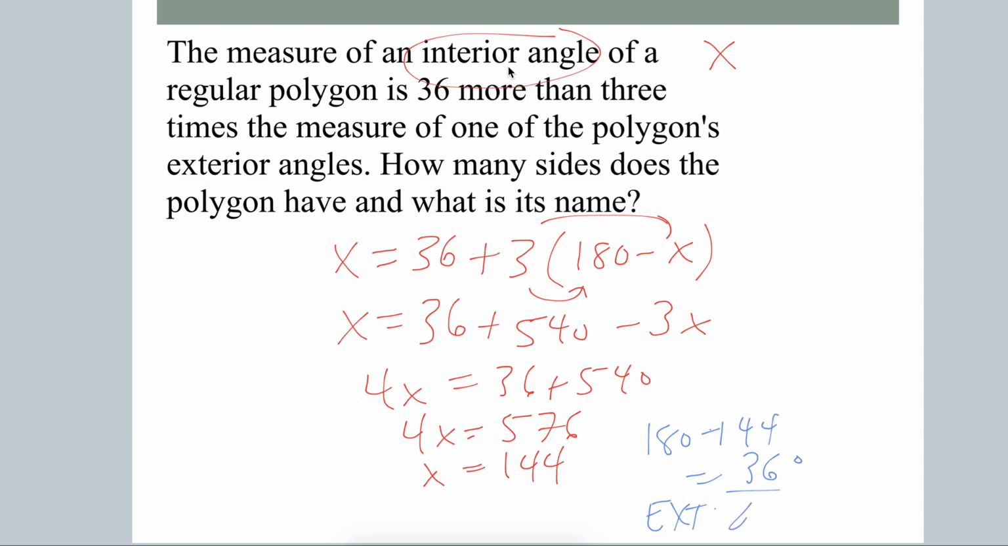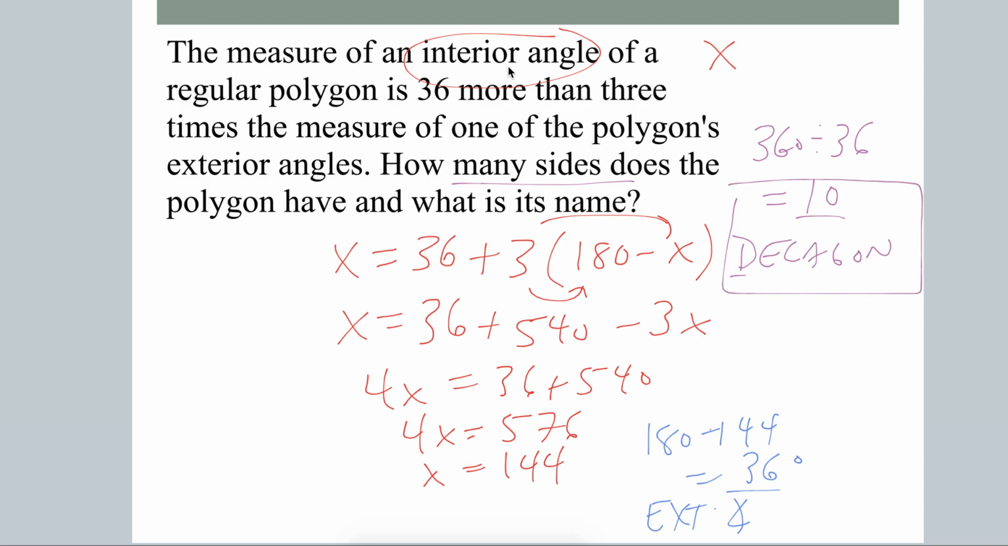And then just like the previous slide, if we do 360 divided by that 36, we would get the number of sides, which would be in this case 10. So a 10-sided figure is a decagon. So the answer to the question, how many sides? 10, and we call that a decagon.